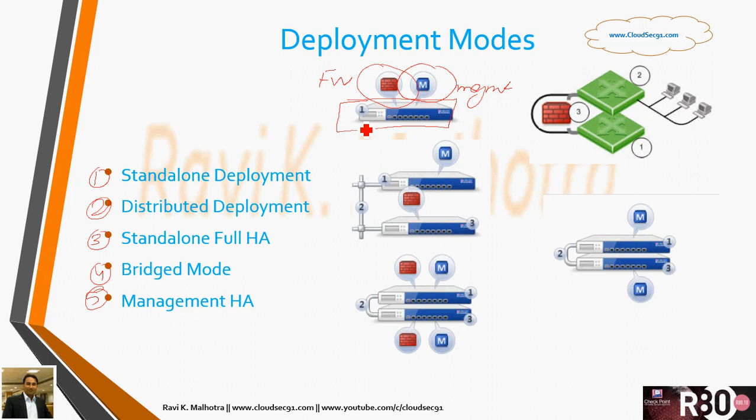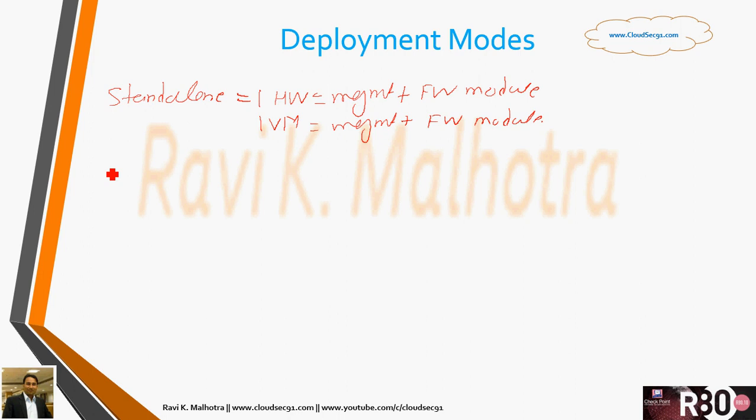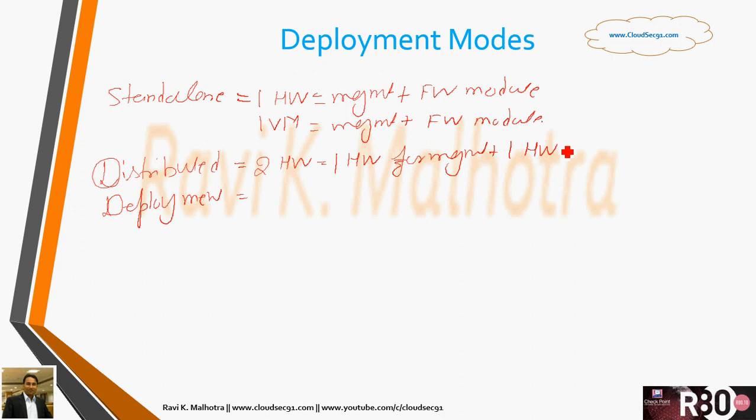Now, let us go to the distributed deployment. A distributed deployment, if I talk about the theory, says two hardwares: one hardware for management plus one hardware for gateway, right? Or I'll say two virtual machines, where you do not have appliances: one virtual machine for management plus one virtual machine for gateway, right?